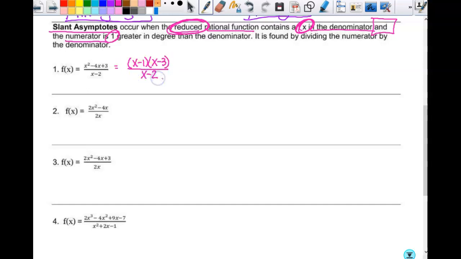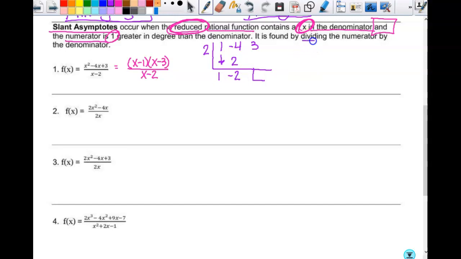Can I reduce that at all? No. Okay, so the reduced function contains an x in the denominator, and the numerator is 1 greater in degree. We already know it's greater, but it is only 1 greater. So this means I'm going to have a slant asymptote. We figure that out by dividing the numerator by the denominator. I can either do long division or synthetic division. Which one would you choose here? I would choose synthetic division. So we're going to do 2, and this is going to be 1, negative 4, and 3. I bring down the 1. This is 2.